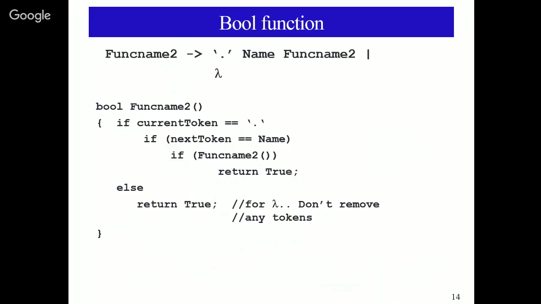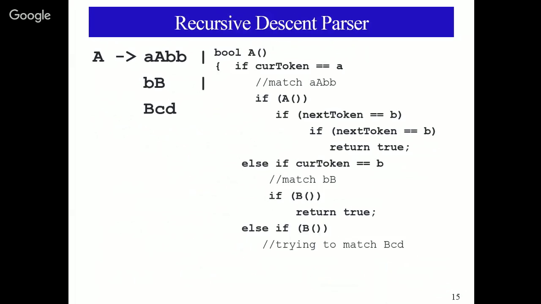And lambdas, of course, don't actually remove any tokens, so don't advance tokens. Keep at the current one. Don't go to the next one yet. Okay, that's a very common mistake.